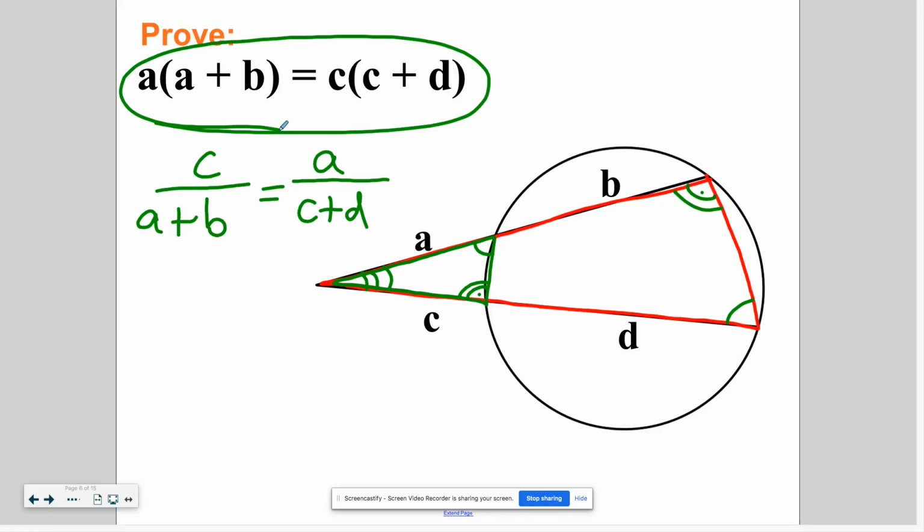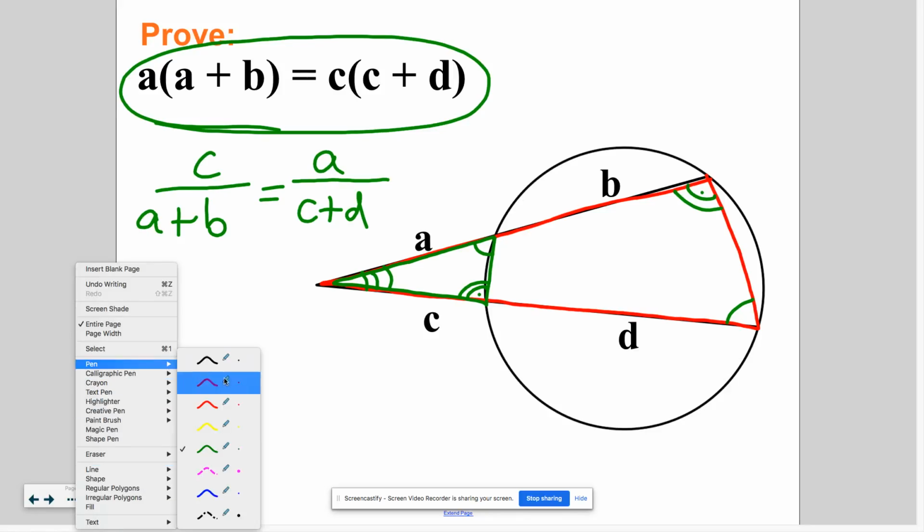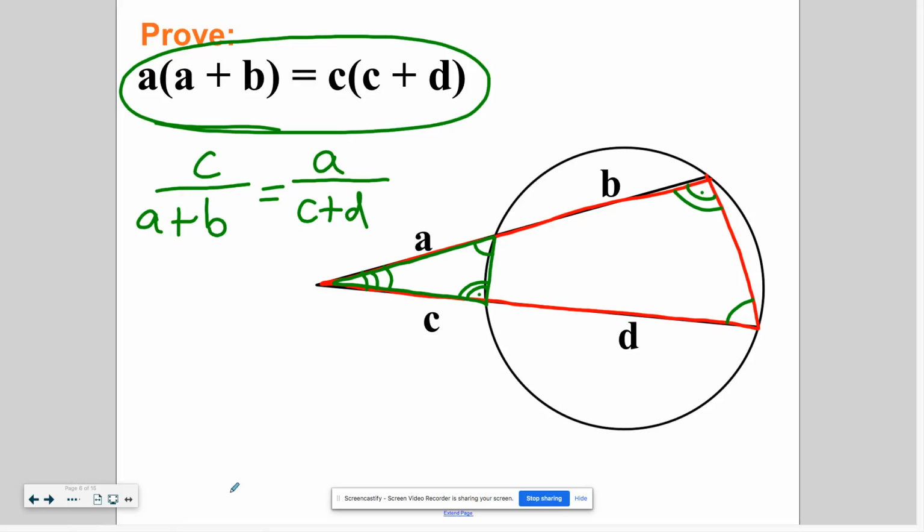So to kind of put it in terms for you, maybe the easier way to remember it is I'm going to take the outside length times the whole length across, which is what I see here. A times A plus B. And then I'll take this side, the exterior part, times the whole length. So it's exterior part times the whole length equals exterior part times the whole length.